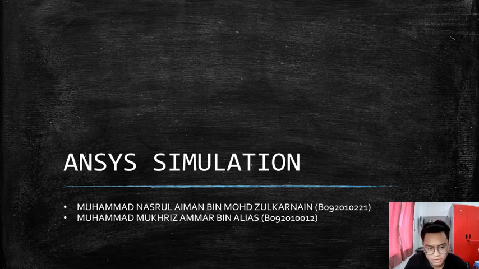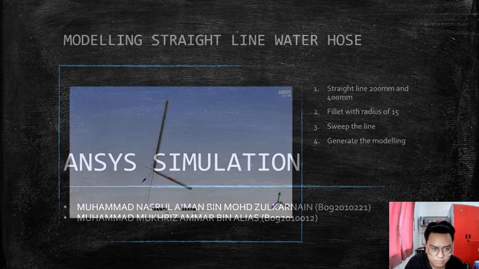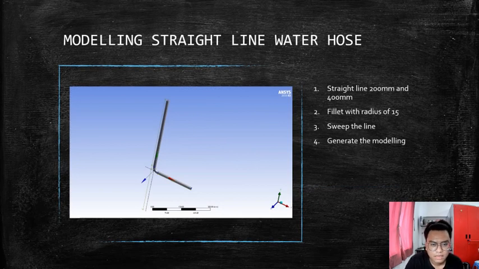Right now I'm going to explain about the NC simulation. According to the task given, we need to simulate two conditions of water hose, the first one is the straight line water hose, and the second one is the closed loop water hose. First, the straight line water hose. Firstly, we need to construct the model, which is two intersecting straight lines: the first one is a 200 millimeter straight line, and the second one is a 400 millimeter straight line.